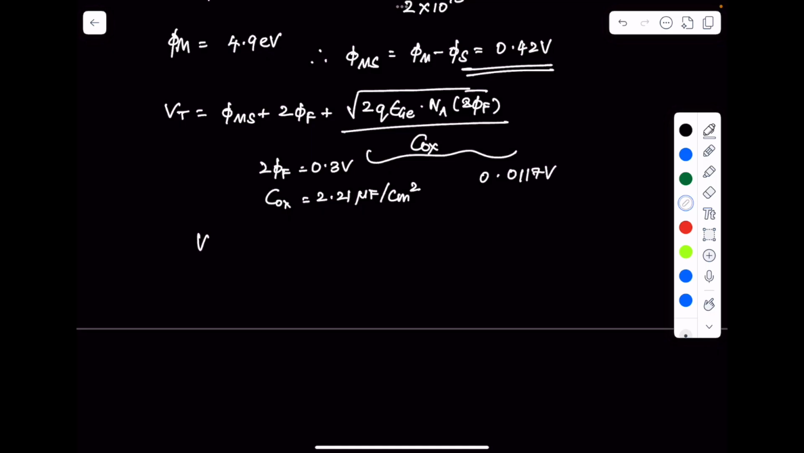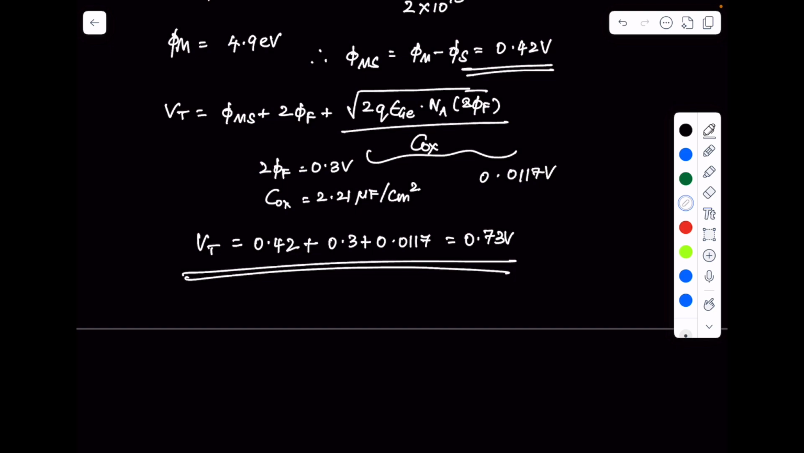So Vt is given by, it's mostly set by phi ms, it's 0.42 plus 0.3 plus 0.0117, right? And this is the case because your Cox is so high. And so this works out to roughly 0.73 volts. Right? So that is the long channel Vt of this device.